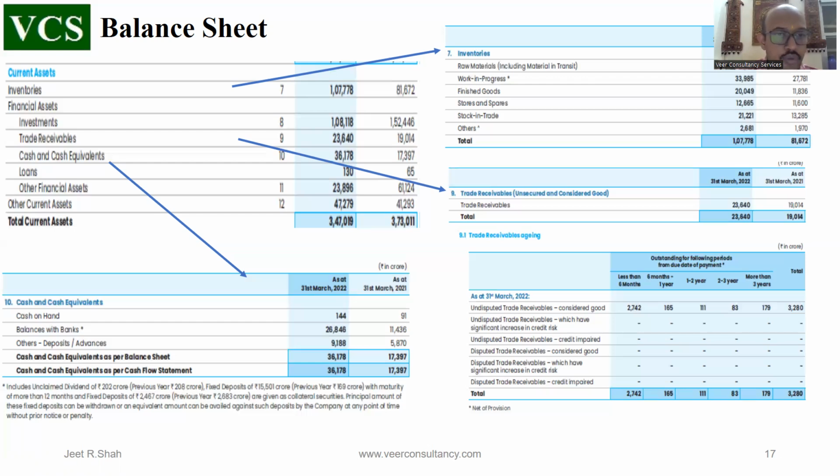Then the next is the cash and cash equivalent. What is cash and cash equivalent in this case? One is cash in hand, actual cash in hand. Then you have balances with the banks. It includes unclaimed dividends of so many.